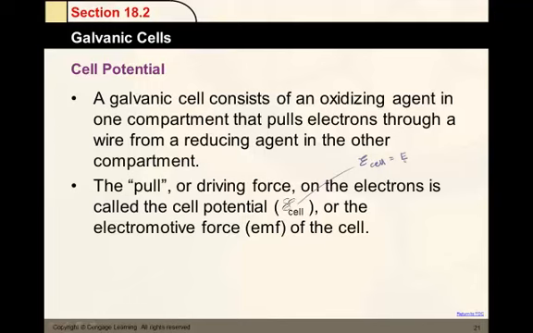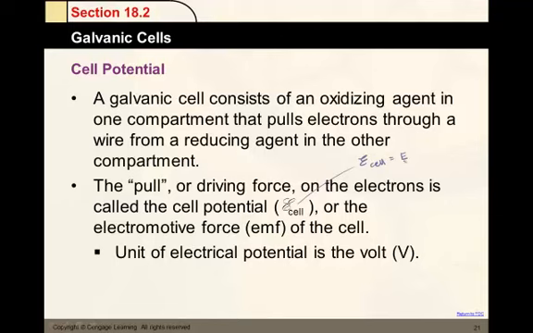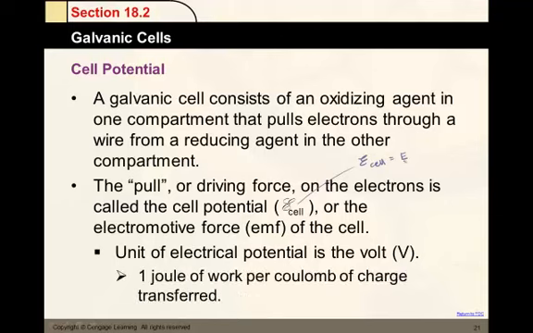So this pull or driving force, the cell potential, is the energy that is harnessed as a result of the difference in the two substances. The unit of electrical potential is the volt, and probably back in physics, when you talked about electricity, you talked about voltage. 1 joule of work per coulomb of charge is transferred. That's what a volt is, a joule per coulomb. So that's the kind of units we will be using a little bit later.